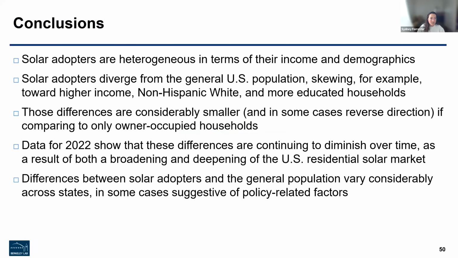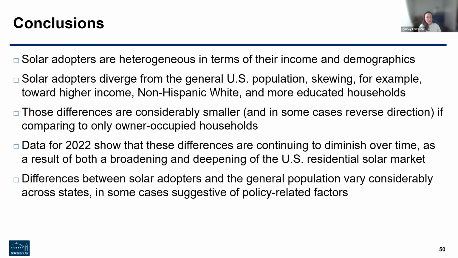Great, so conclusions. Like Galen mentioned up top, solar adopters, like any group of people, are heterogeneous in terms of everything, be it income or demographics. Even so, solar adopters do diverge in some trends with the general US population. They skew, for example, towards higher income, whiter and more educated households, among other indicators.